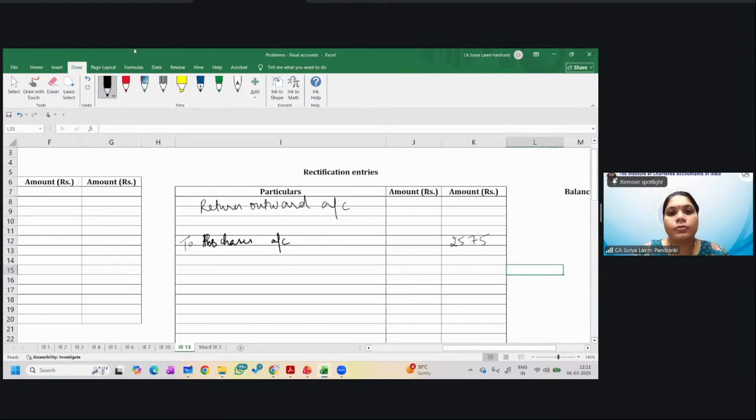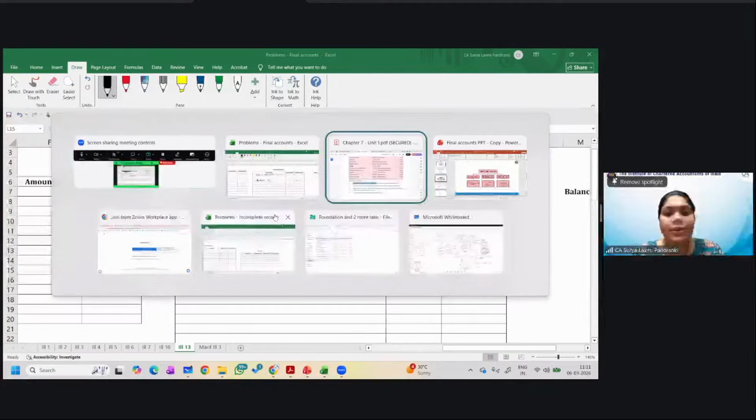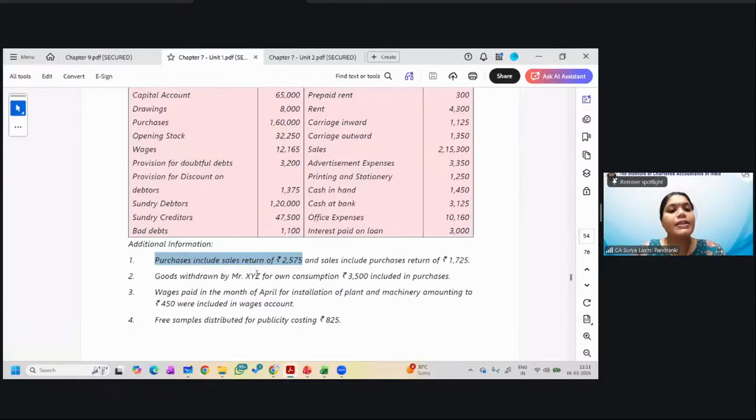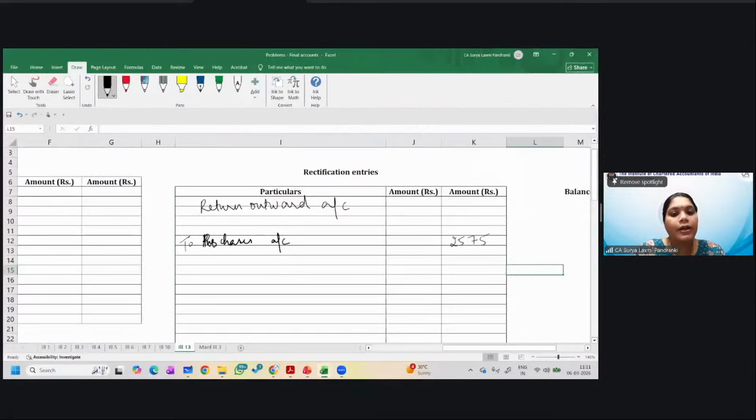Yes or no? Return outward account. Outward or sales return, yes. Sales return or return outward account, correct. Not purchase return, because if you clearly see the question, they told purchases with sales returns are included, not the purchase returns, correct? If purchase returns were included, then it is fine. But they have included sales return in this. So I have debited return outward account or the sales return account by 2575. Is this okay?